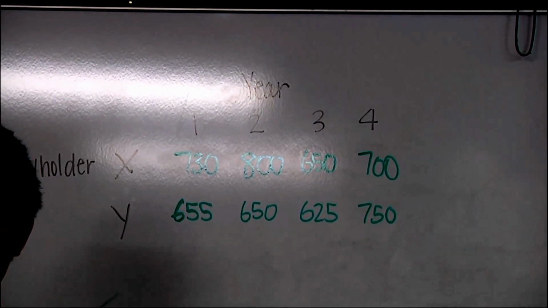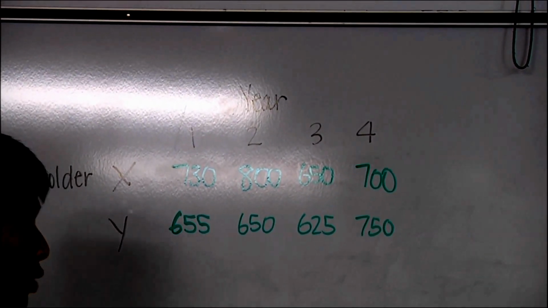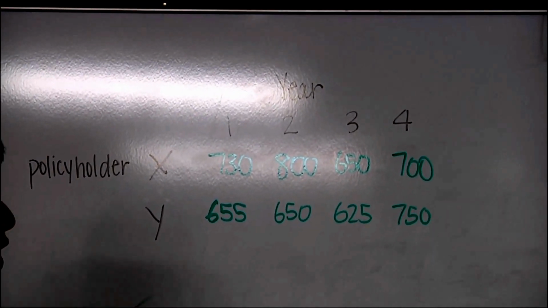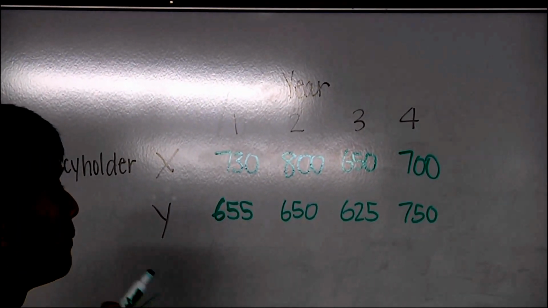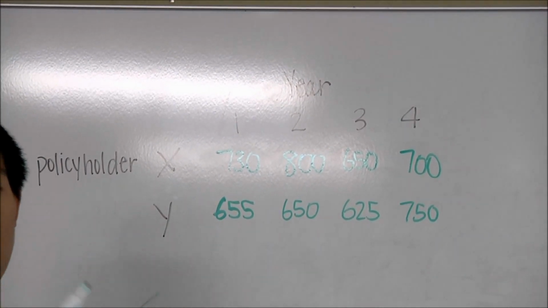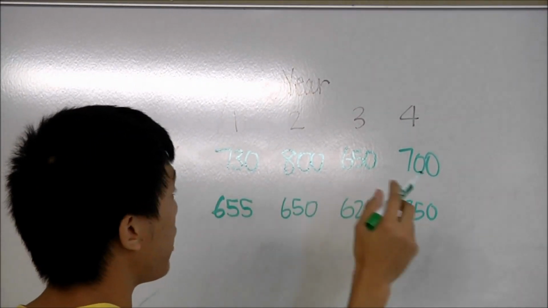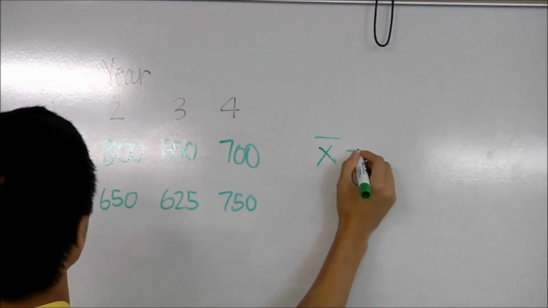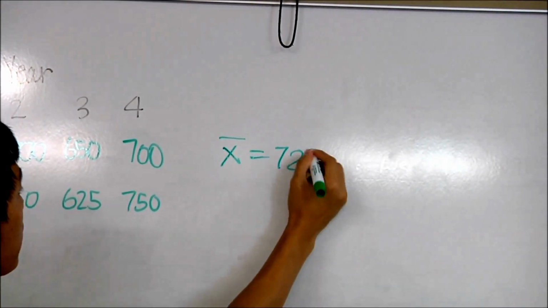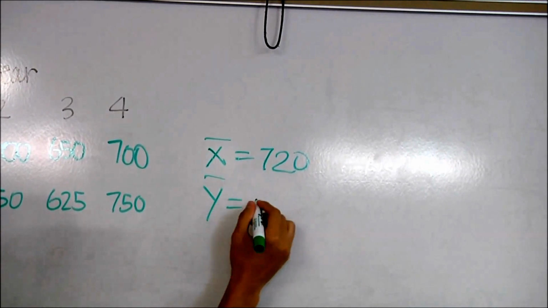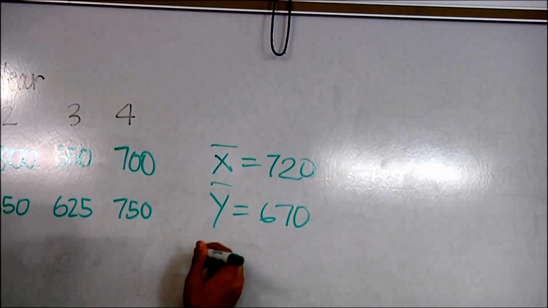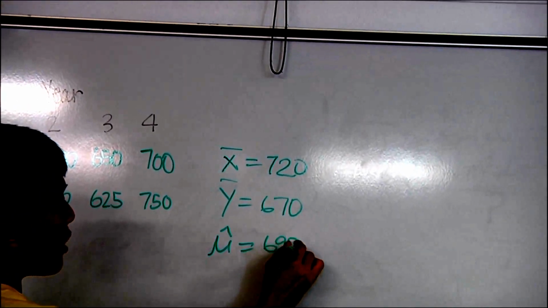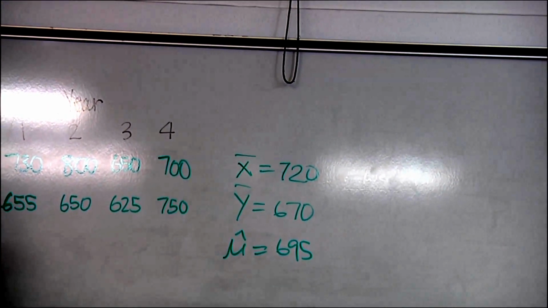And so the first example problem is number 12, and you can see the data here. The first thing you want to go ahead and do is find the mean claim amount for policyholder X and policyholder Y. So you can go ahead and plug that into your calculators, and you'll get that X bar is 720 and Y bar is 670. And then that gives a total mean for a claim amount of 695. And we'll reference those later as we get to it.